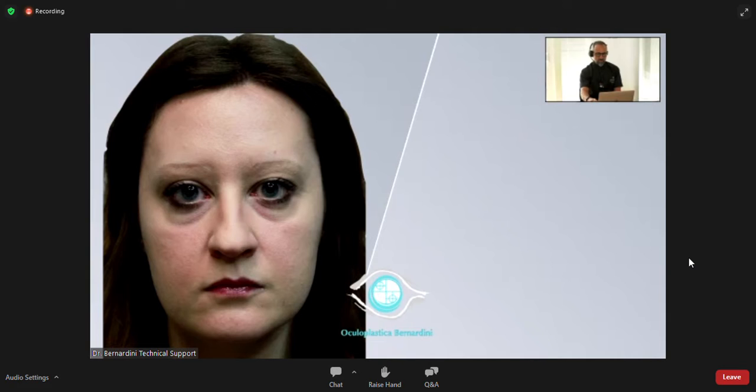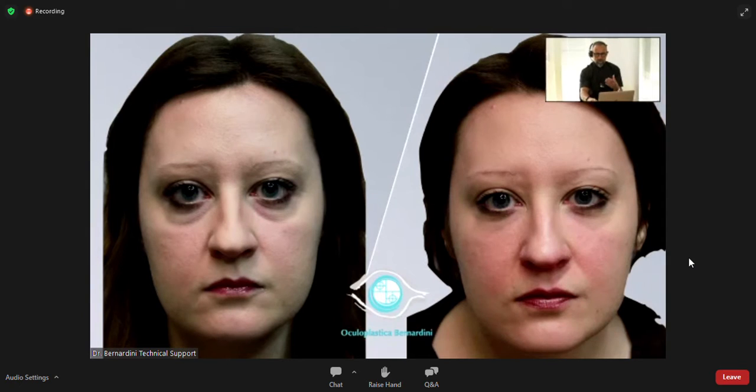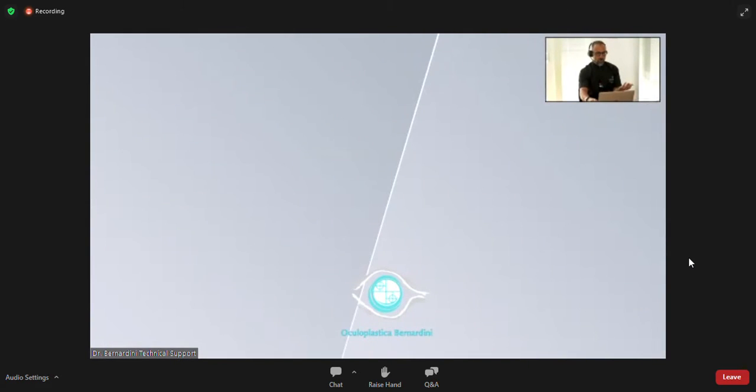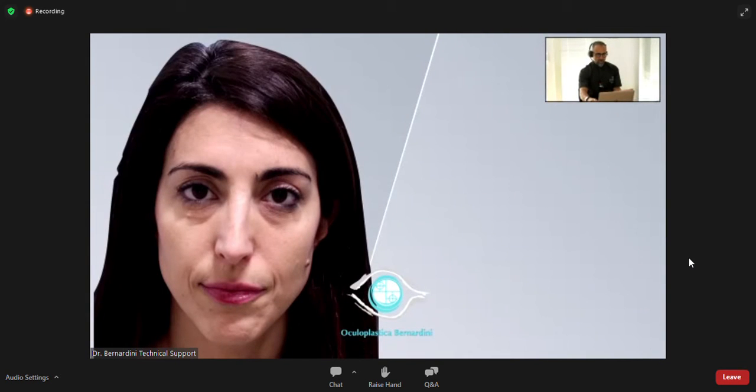Again, this is a typical, not tear trough, but dark circles, the full orbital malar hollow, and this is the before and after. The patient has really changed. But as you see, she also had bags, and she has no bags afterwards. Also beneficial to the skin.